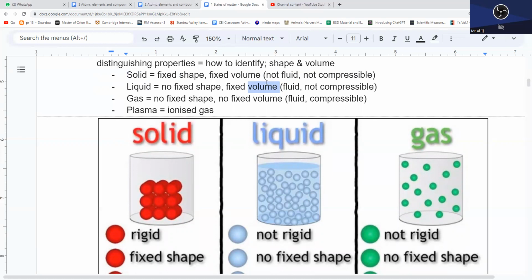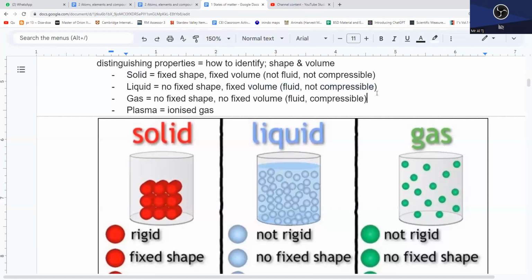If you have 1 liter of water, it's still 1 liter, whether you put it in a bottle, you put it in a bucket, or you put it in any other container. So, a liquid is something that is fluid, but not compressible.